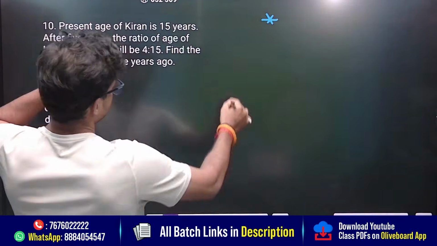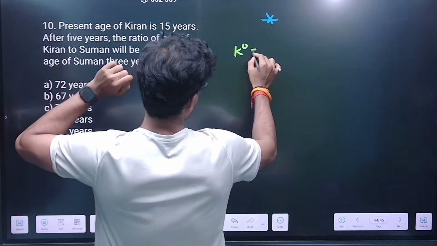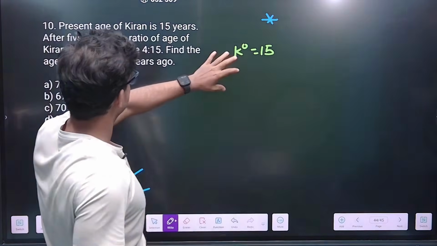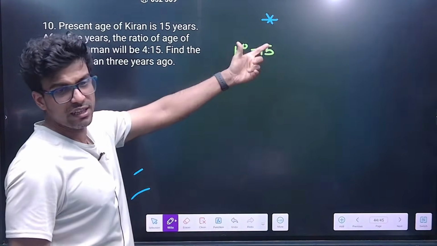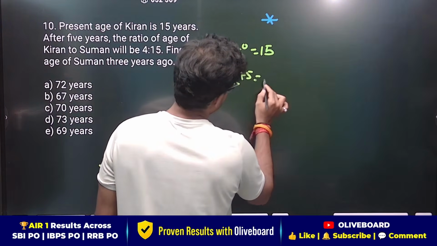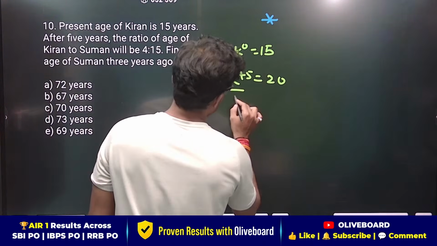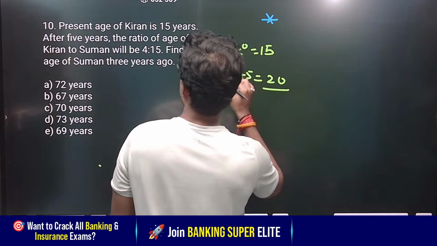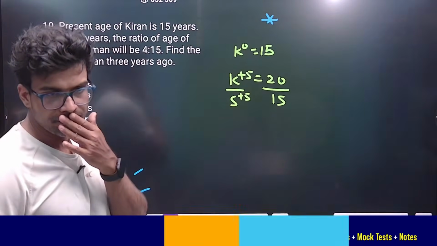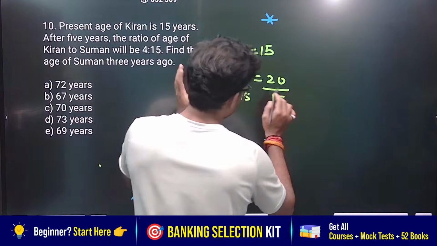Present age of Kiran is basically 50. 5 years hence, the ratio of age of Kiran... 5 years hence Kiran's age will be how much? Present known, so K plus 5, Kiran would be 20. And age of Suman, Suman is S plus 5, is basically how much? 15. Makes sense, yes or no? No, not. I have done something wrong.